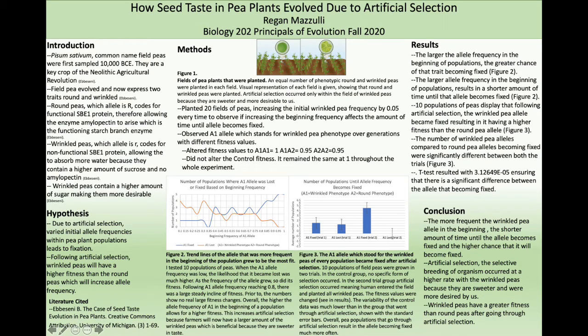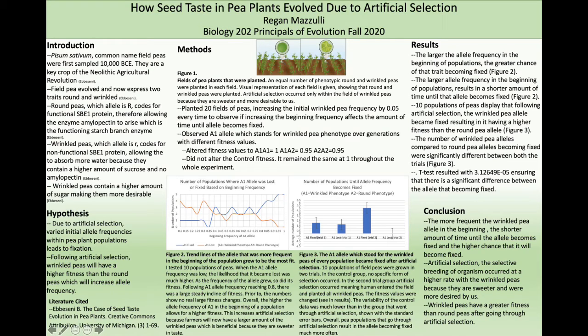And for the first part, we increased the initial wrinkled pea frequency by 0.05 every time to observe if the beginning frequency affected the amount of time it took until it becomes fixed. And then for the second part of this experiment, we observed the A1 allele, which in this case stood for the wrinkled pea phenotype, over generations with different fitness values.